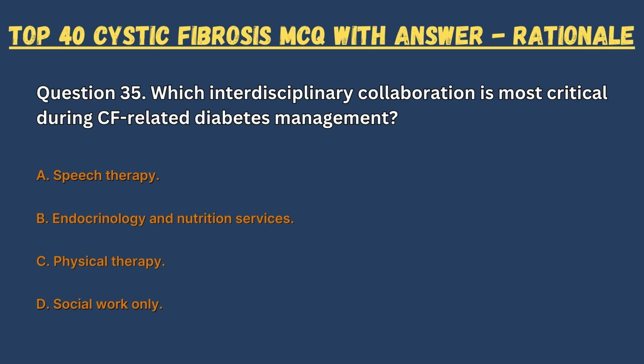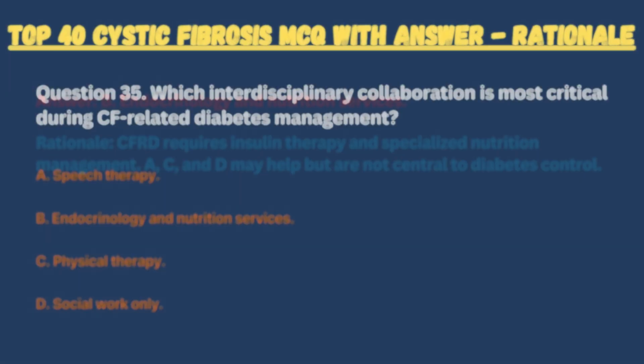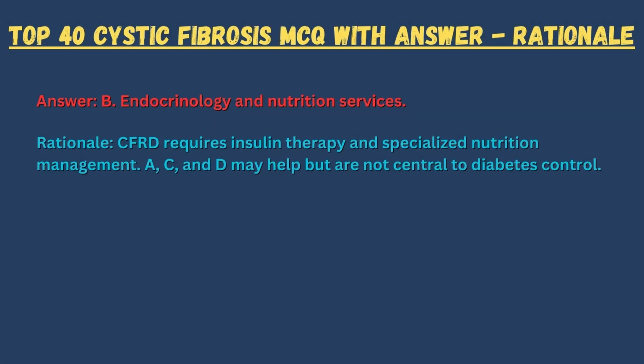Question 35. Which interdisciplinary collaboration is most critical during CF-related diabetes management? A. Speech therapy. B. Endocrinology and nutrition services. C. Physical therapy. D. Social work only. Answer: B. Endocrinology and nutrition services. Rationale: CFRD requires insulin therapy and specialized nutrition management. A, C, and D may help but are not central to diabetes control.